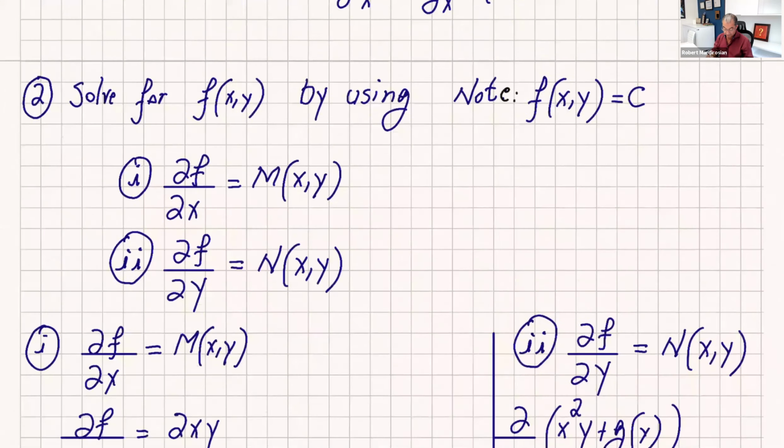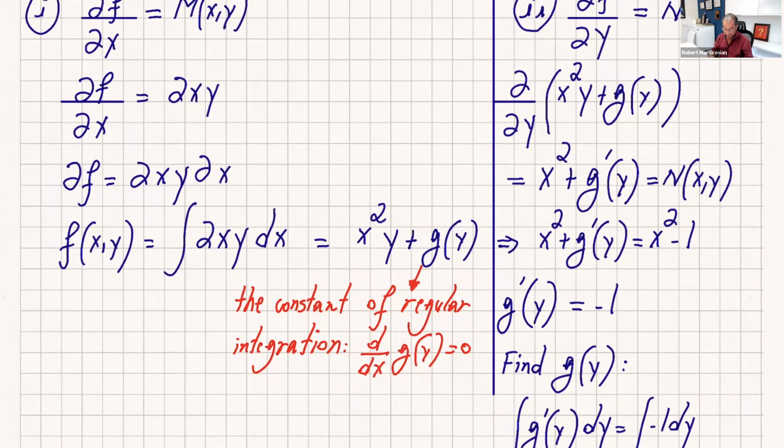So then to solve for f of x, just take the integral of both sides. What you need to know is that's an integral with respect to x, of course, so you get x squared y plus g of y. What is that? That's just the constant of regular integration, but it could be a function of y, because the derivative of this function with respect to x will be 0. If you have one variable, we just put c for regular integration. That's the constant of integration. But in this case, it's going to be a function of y. And our goal is to see what that is.